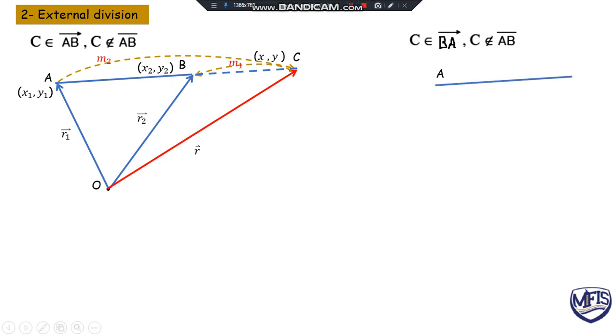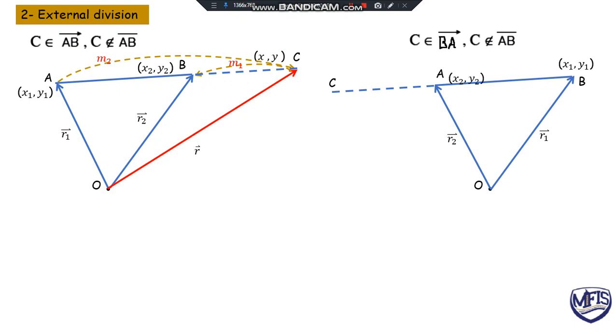So we have ray BA, or directed line segment BA. The initial is B and the terminal is A, and we have point C on the extension of ray BA. The origin point O to B will be R1, represented by X1 and Y1. From O to A will be R2, represented by X2, Y2, and from O to C represented by R, which is X and Y.